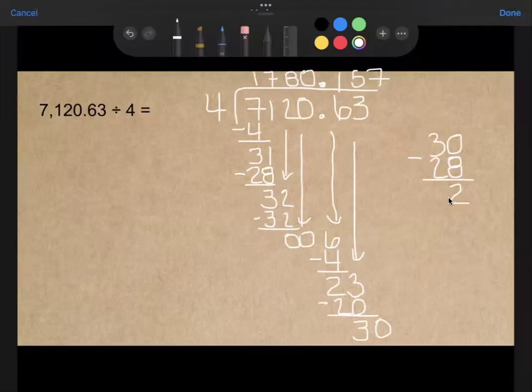Now I can't have a remainder still. So I'm going to have to add another 0 to this remainder and keep dividing. But I know that 4 fits into 20 exactly 5 times. So I think I am done here. So 4 times 5 is exactly 20. And when I subtract it, I get 0 left over. So now since I have no remainder and I have no more numbers to bring down, now I'm finally finished.